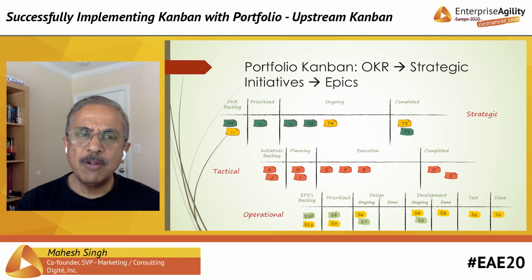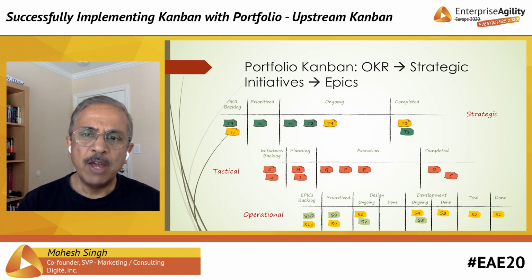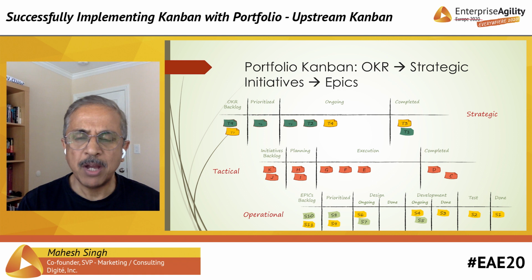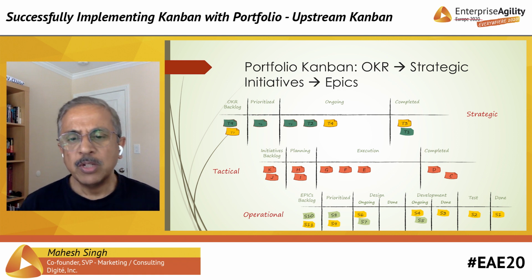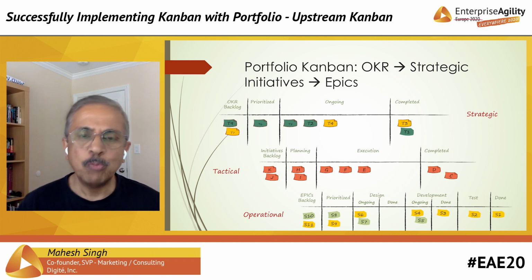So this is one very common example of a portfolio Kanban where you're looking at some level of a strategic milestone or a strategic deliverable, an OKR or a KPA or a KPI, that then expands to specific activities that need to be done to meet those OKRs.